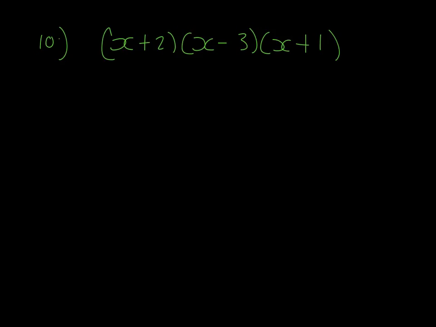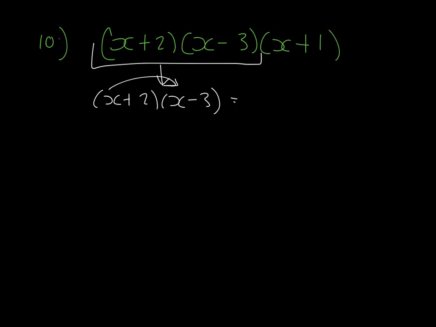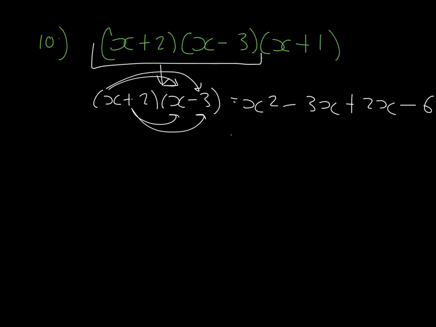Question 10, expand and simplify this set of brackets. Now we notice here that there are 3 brackets. Start with the first pair of brackets, so x plus 2 multiplied by x minus 3. Now we can see this will give us x squared minus 3x plus 2x, and then at the end minus 6. Let's simplify this, so it's x squared minus x minus 6.